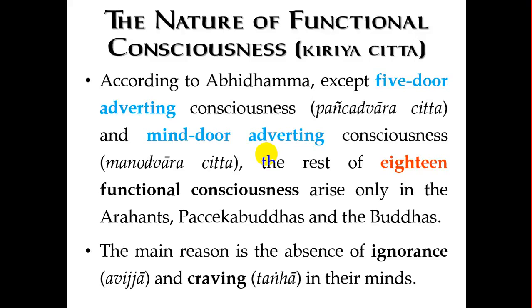As we have ignorance and craving, we do not know, so we will do not only unwholesome things, we will also do wholesome things. Within that, it is good. But when we look from the top-down view, it is not good. I think this is very important to know. Except two consciousnesses, the rest of the functional consciousnesses can arise only in the minds of Arahants. This is according to Abhidhamma.